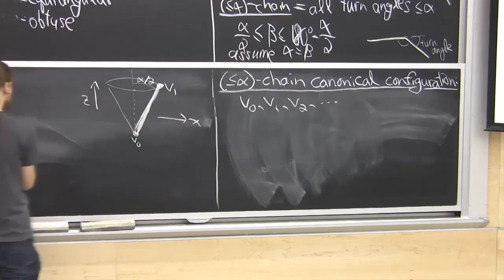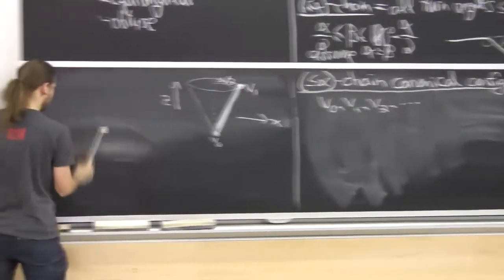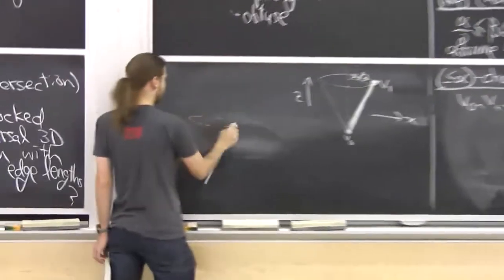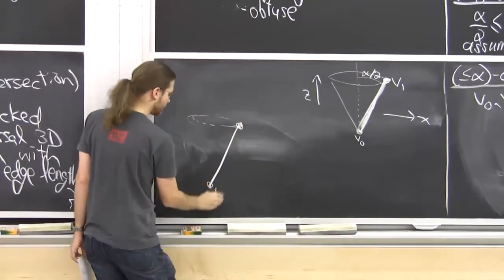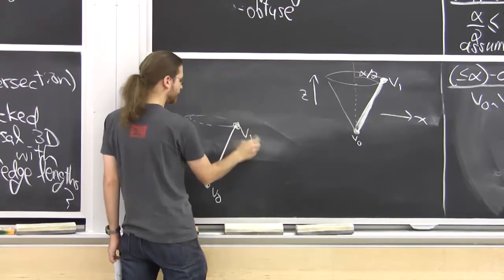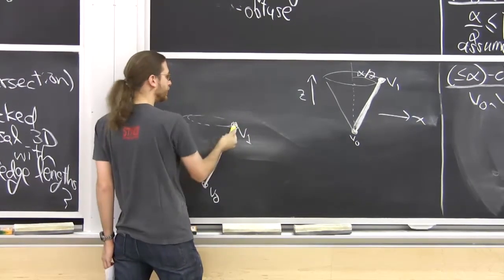Okay, now V1, let me redraw this picture a little lower. So there was V0, V1. Now I want to draw V2. I want to draw it above.